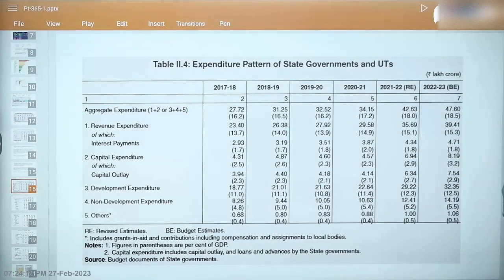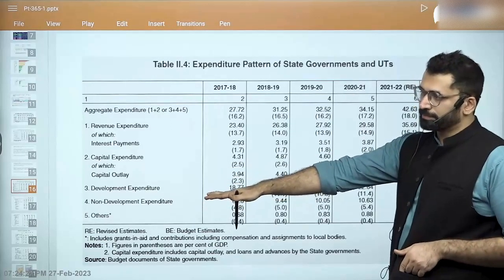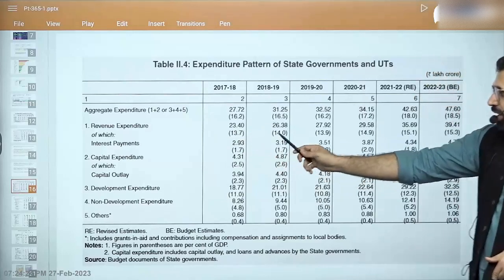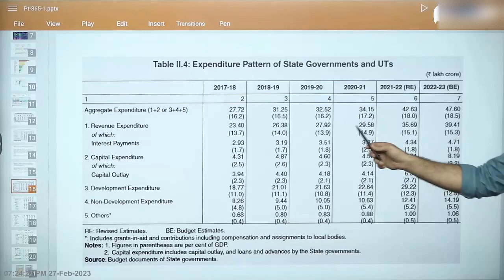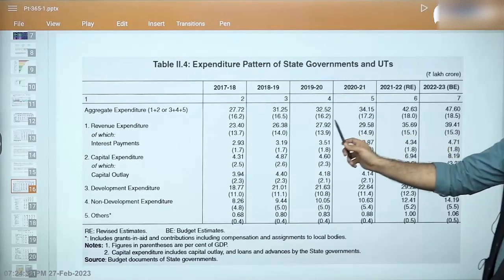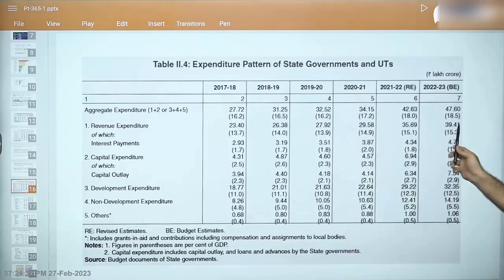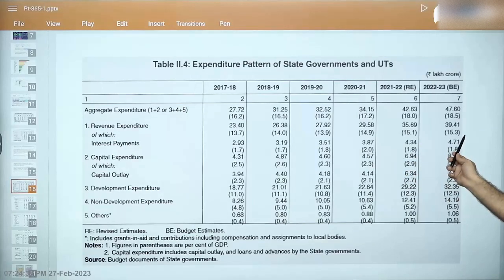Expenditure pattern, revenue, capital, and development or non-development. Revenue expenditure, 14%, 13.9, 14.9, 15.1, 15.3. It is consistently increasing. The revenue expenditure of the state, 2019-20 to 2022-23, 13.9, 14.9, 15.1, and 15.3. So just note down the trends what are happening from these graphs.